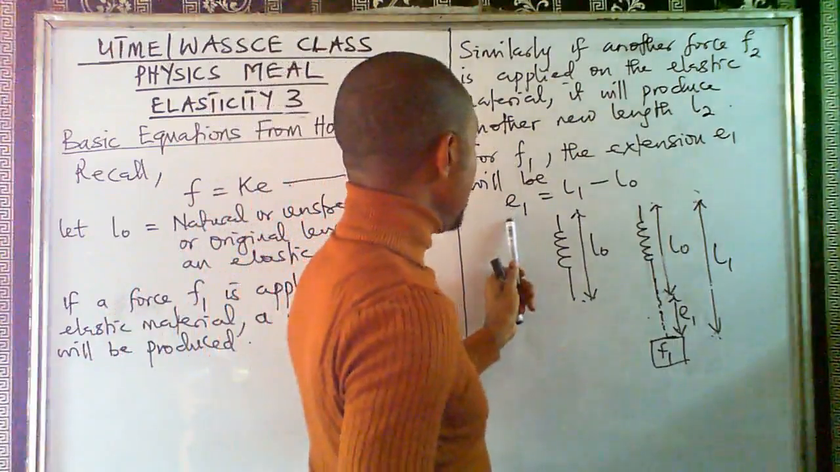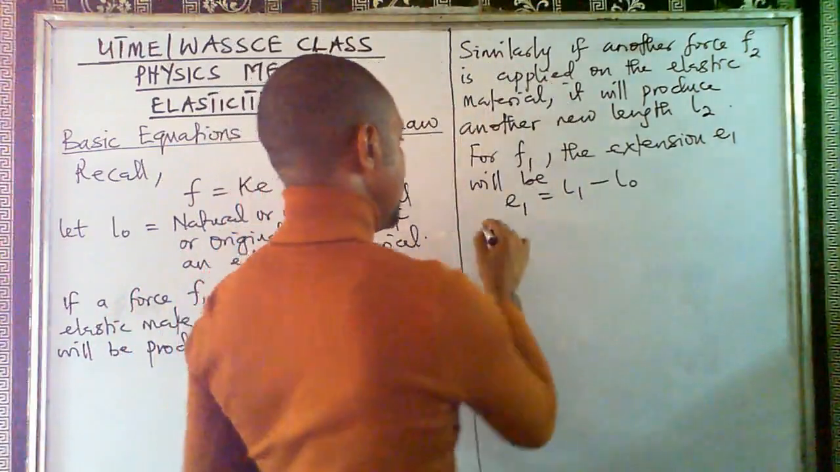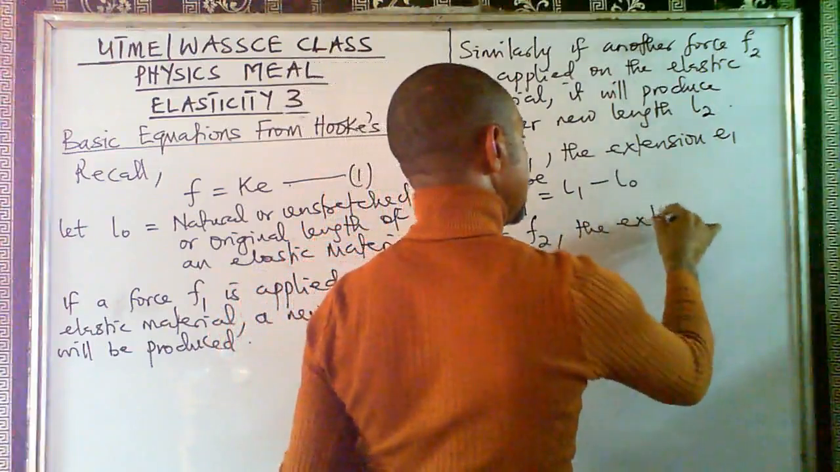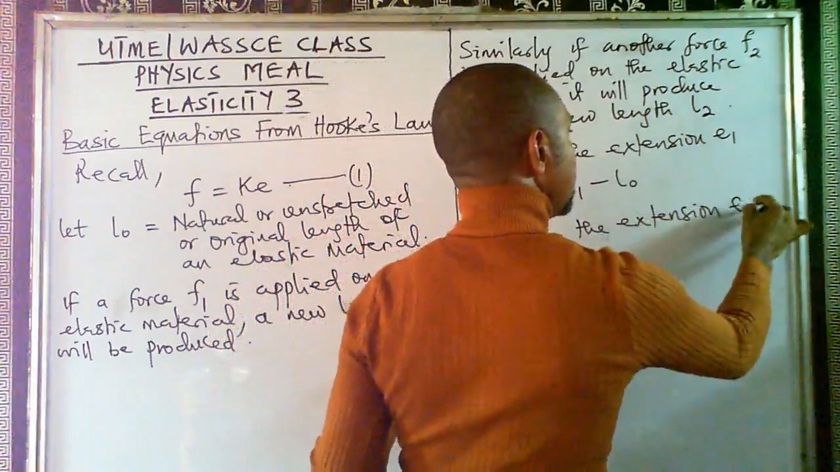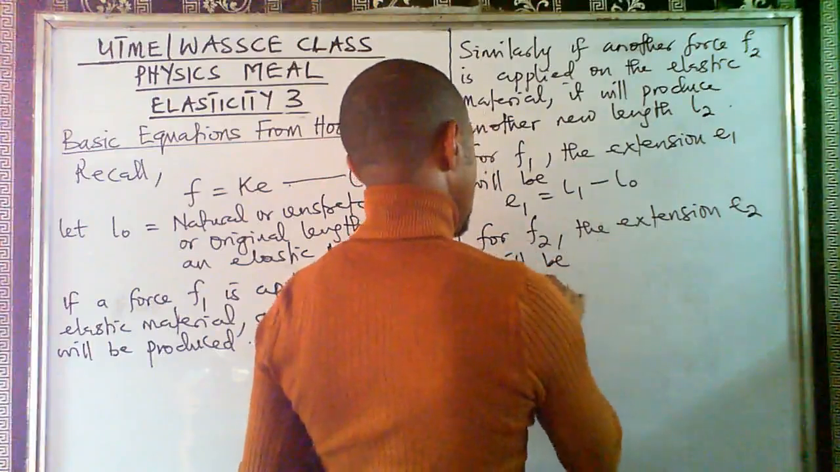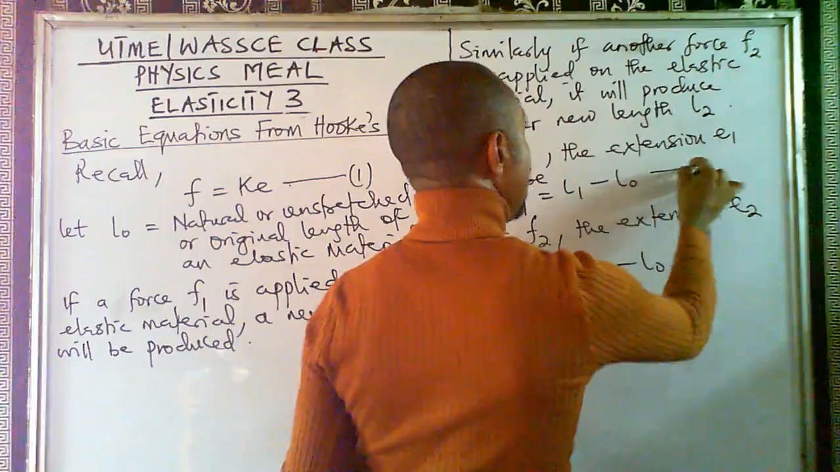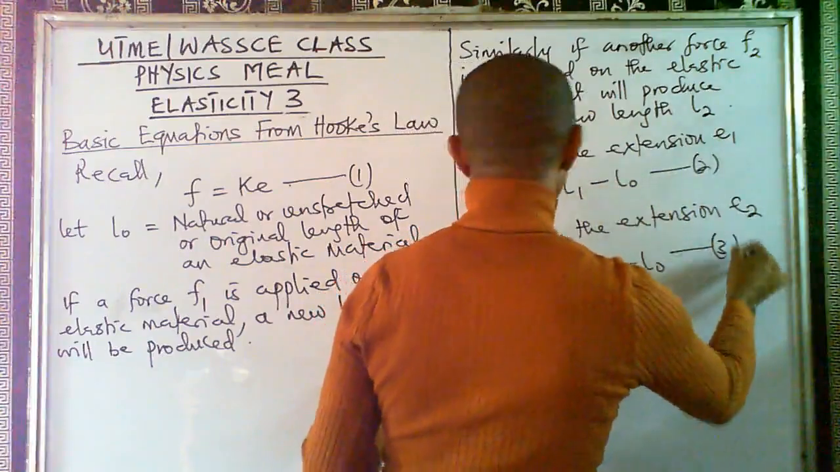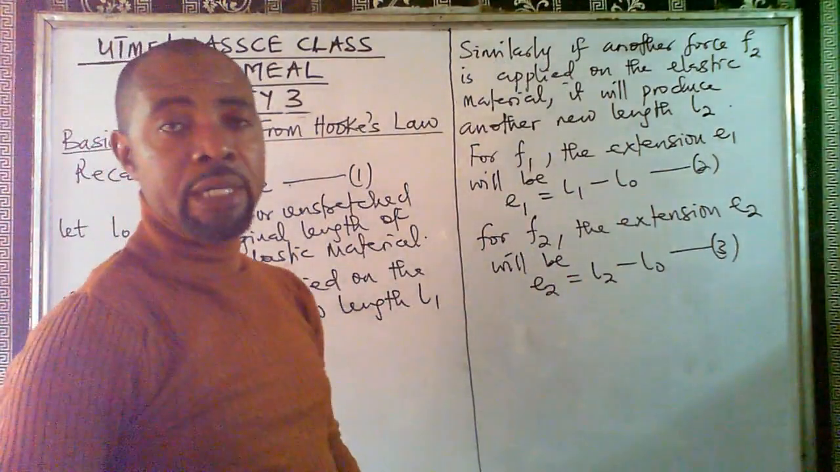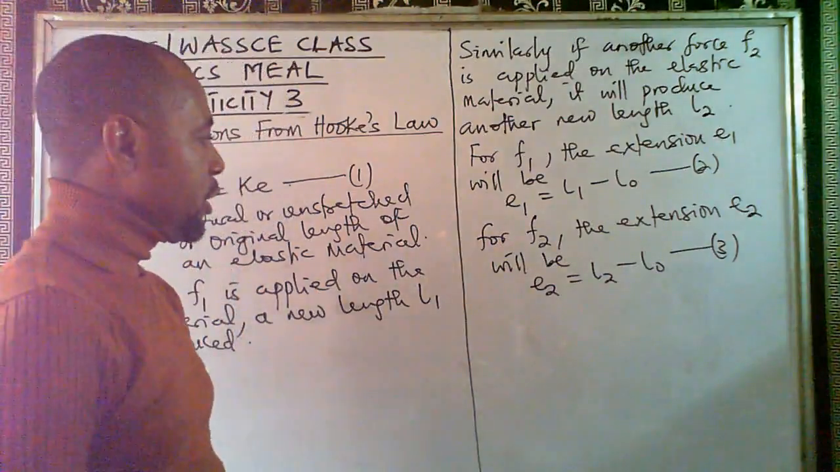Now the same thing will happen. It means also that for F2, the extension E2 will be E2 equals L2 minus L0. Let me call this equation 2 and let me call this equation 3. This is our equation 1. Now we don't have a problem again because we can now start generating our equations.